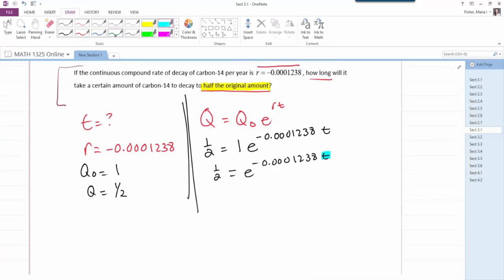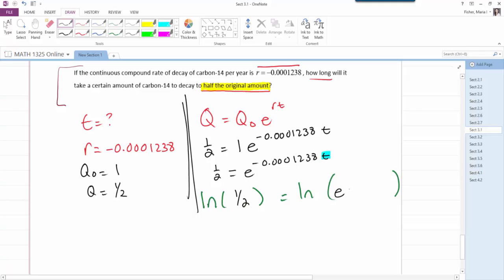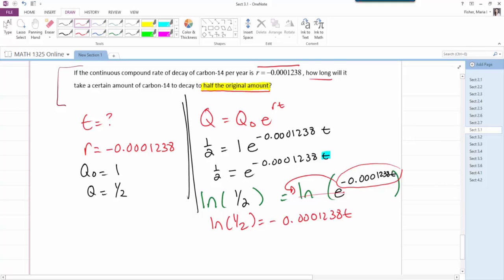So in order to solve this, we know we need to take the natural log of both sides. So I'm going to take the natural log of the left and the natural log of the right. So it's the natural log of 1/2 is equal to the natural log of e raised to the -0.0001238t. Well, here again, we use our power property for laws of logarithms, which says that this guy comes out in front, and natural log of e and cancel. So natural log of a half is equal to -0.0001238t. We solve for t by dividing both sides by -0.0001238.